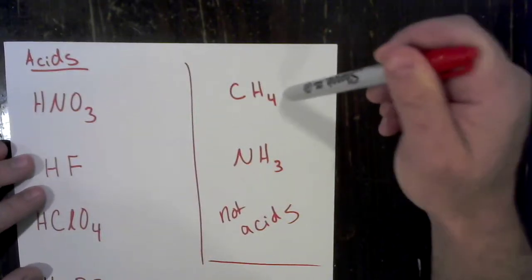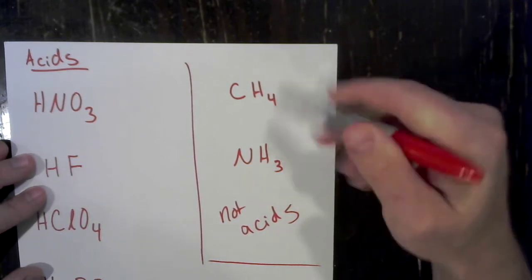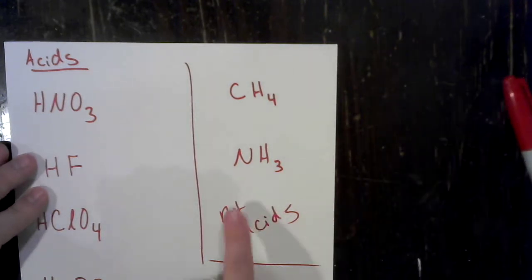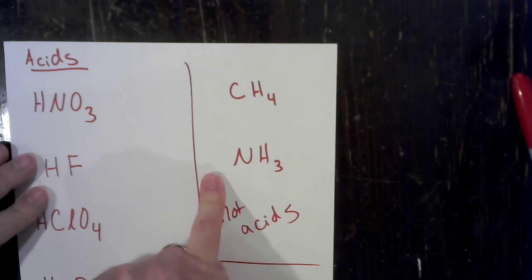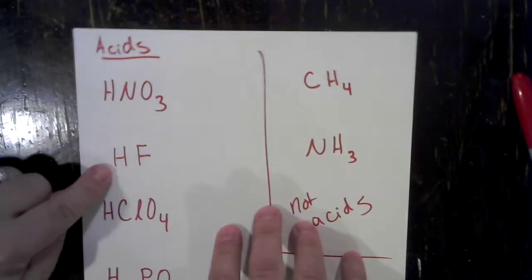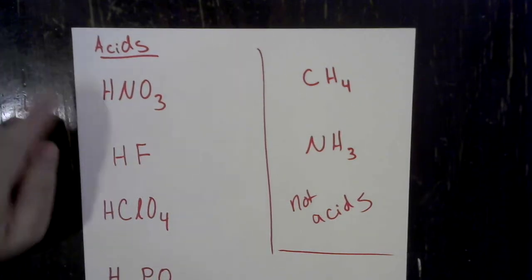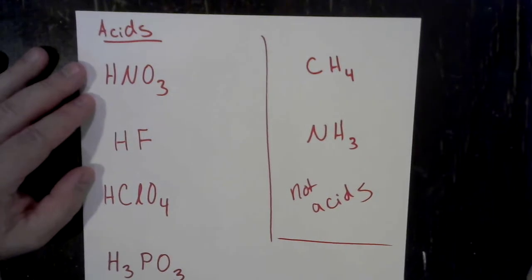This is methane. This is not an acid. This is ammonia. This is not an acid. One of the ways that I can communicate that with other chemists is I don't put my H's in the front. That could get pretty misleading for people. So if you put the H in the front, that's a helpful indicator that you're dealing with an H plus that could come off. Okay, so these are not acids over here.